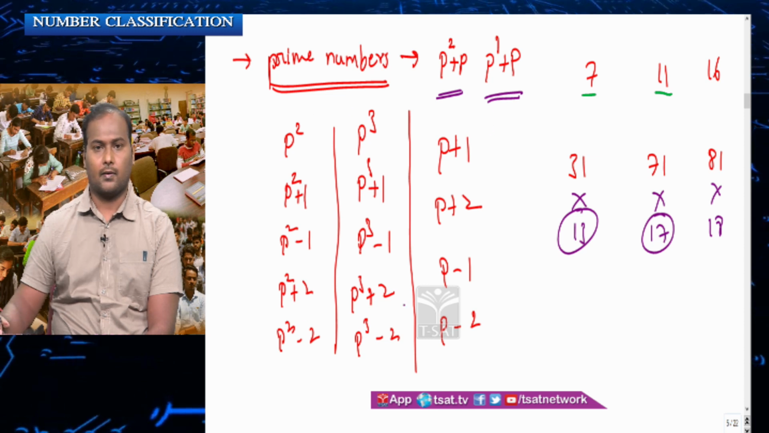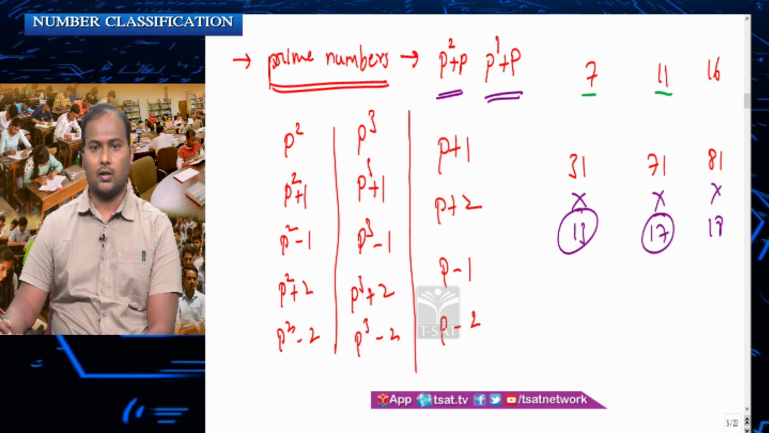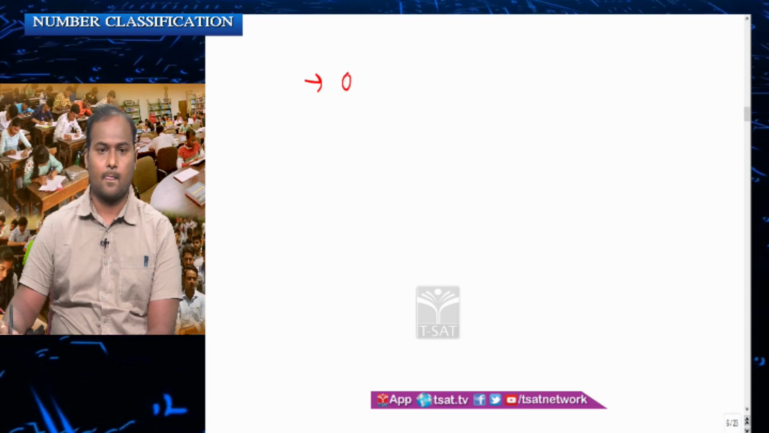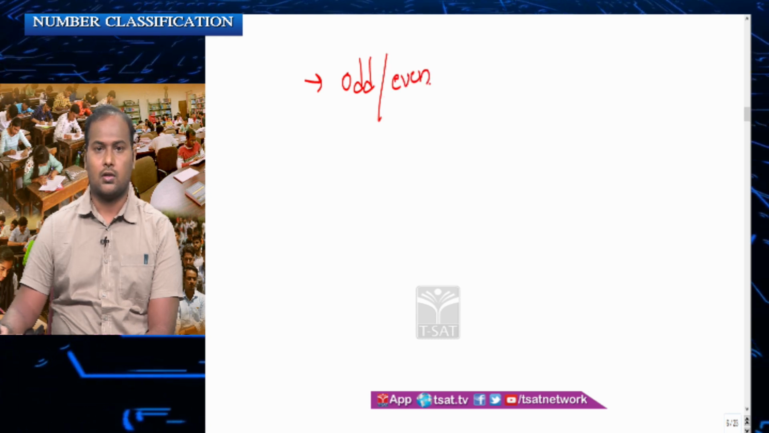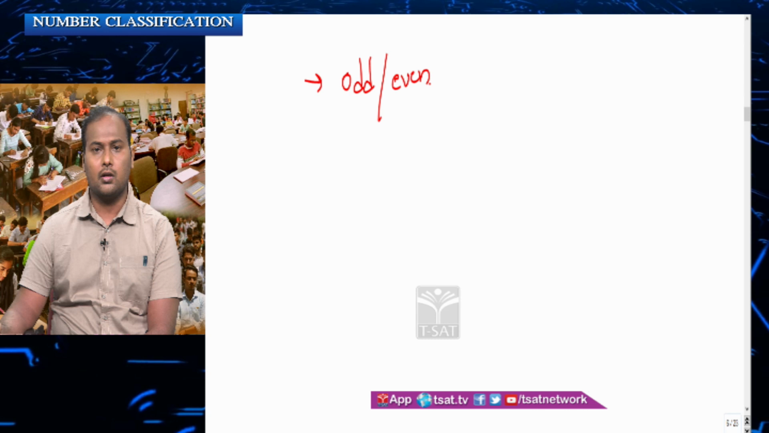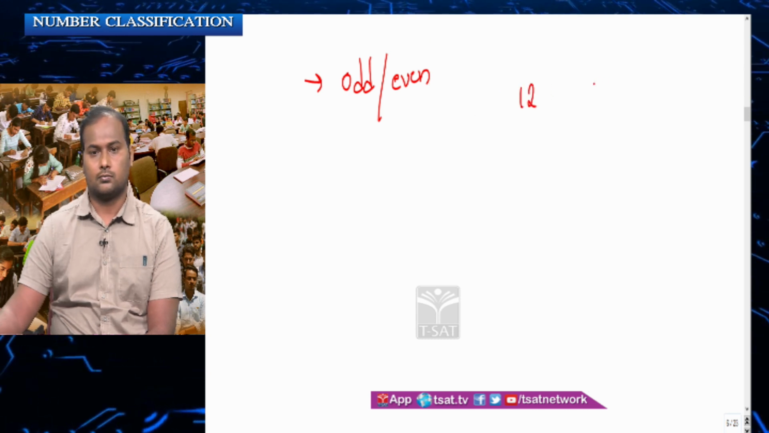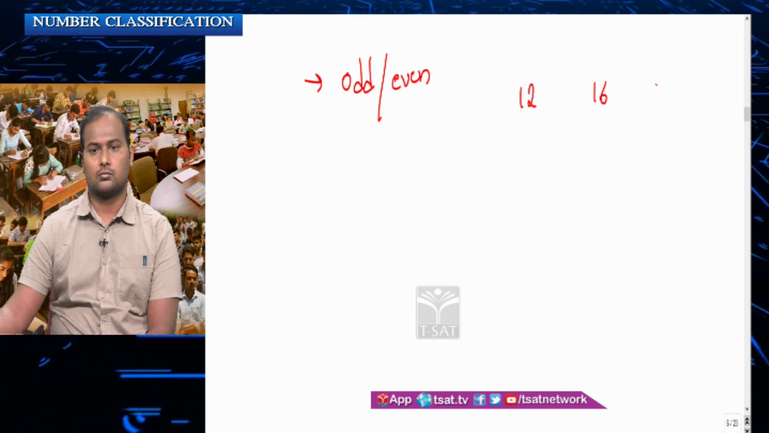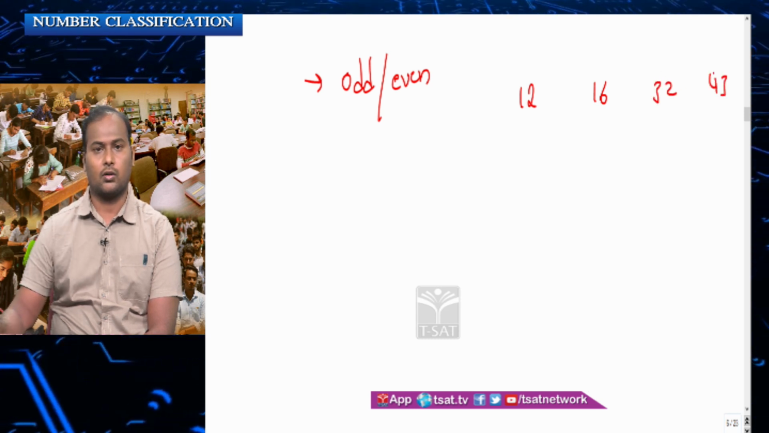So all these are the different possible numbers he may ask in the exam to get the answer. Let's see what the other possibilities are after squares, cubes and prime numbers. The student should know at least odd or even numbers. So if the question is based on odd or even numbers, he will give 12, 16, 32 and he may ask 43 as well. He will ask you to try to classify it.